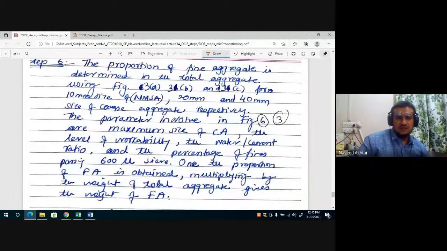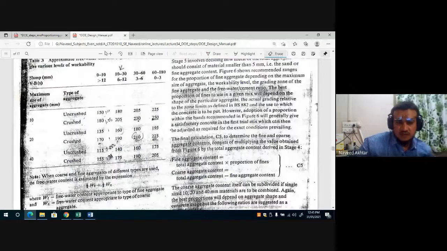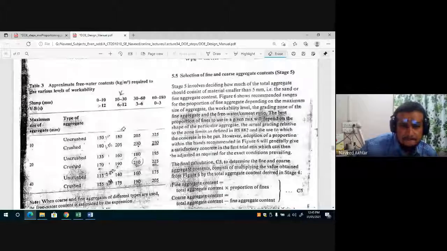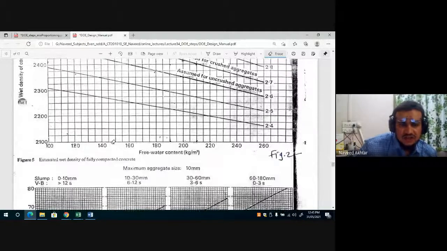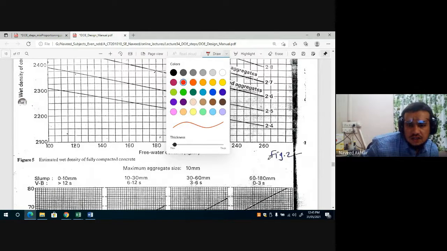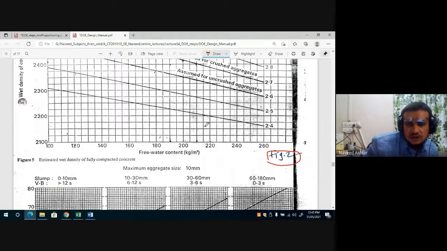So likewise, you can find out from figure number 2. Where is figure number 2? You will see it here. This one is figure number 2, not 5. It is figure number 2, the estimated wet density of fully compacted concrete, against the free water content in kg per cubic meter. So you know the free water content.